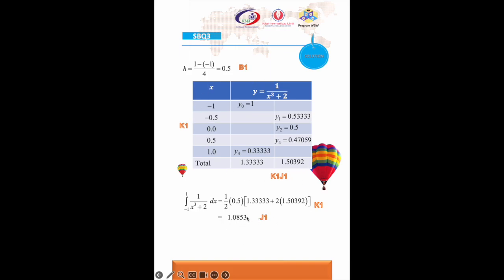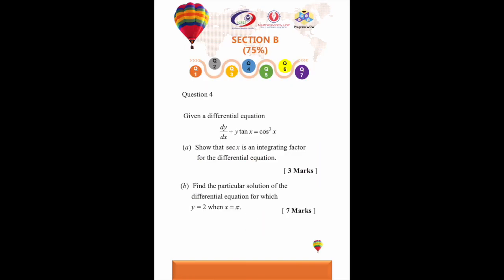Okay, they need 4 decimal places, so you need to give extra before your final answer. Okay, and for the next question, it's on the topic first order differential equation. We need to show that our integrating factor is secant x, and then we need to find a particular solution by using the values of y equal to 2 and x equal to pi.